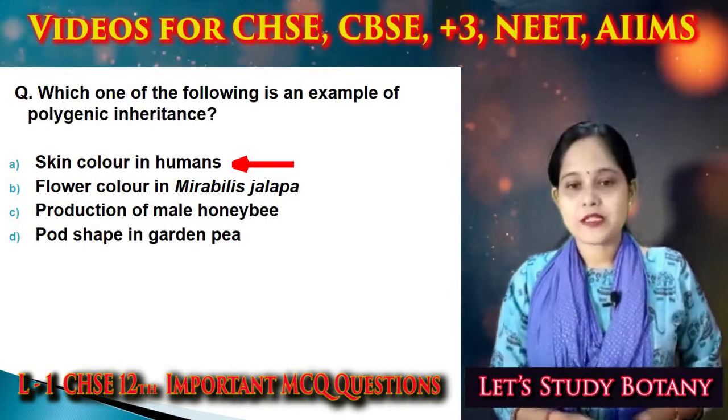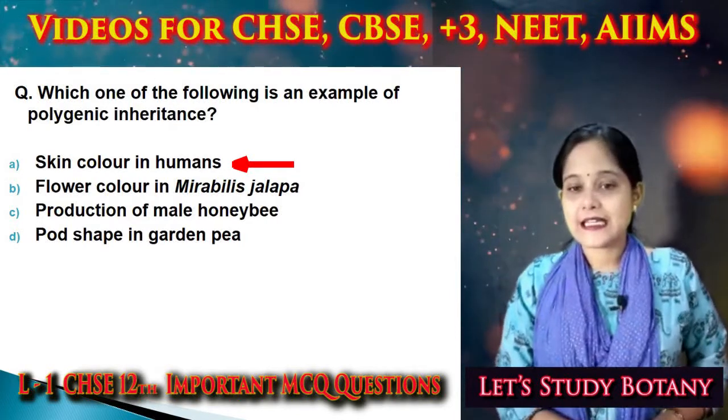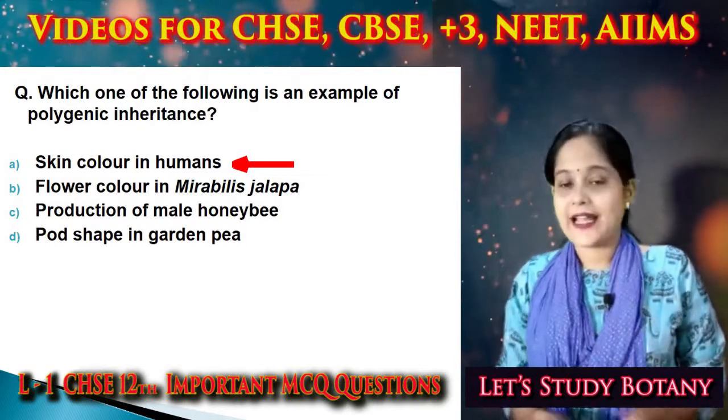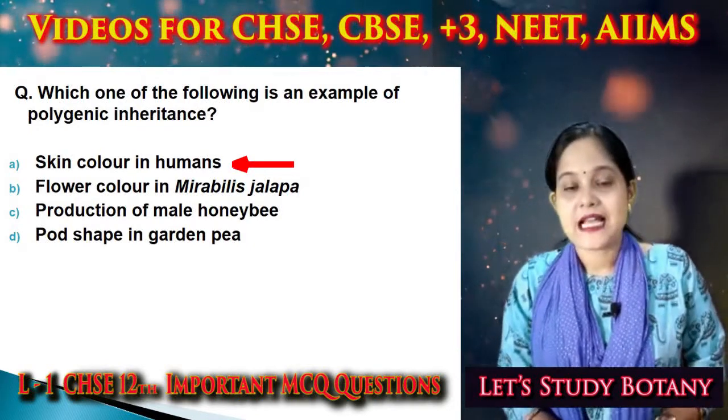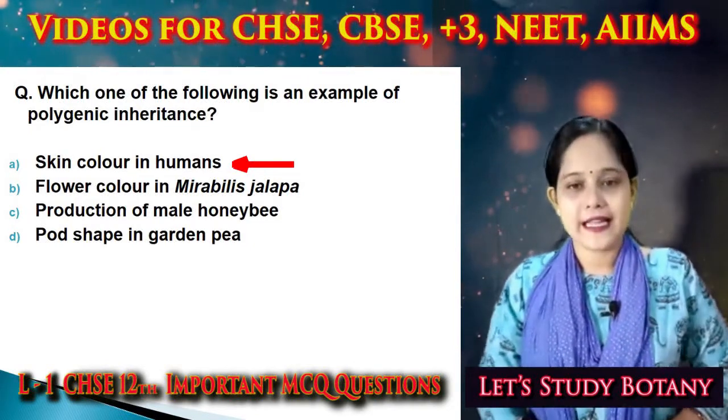Other examples of polygenic inheritance are skin color, eye color, hair color, and height of human beings. These are also under polygenic inheritance.